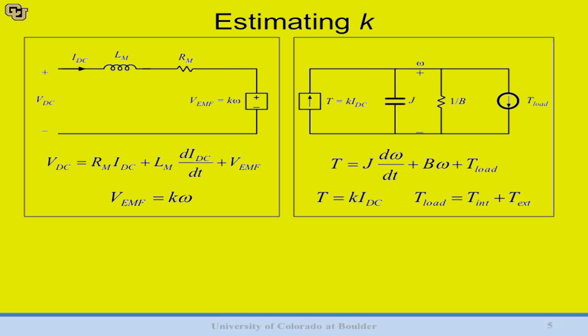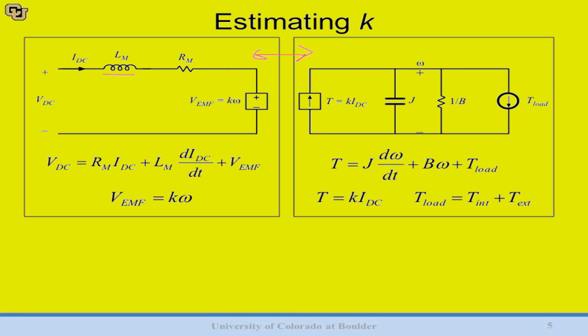The next parameter we're going to look at is K. K gives us a ratio between the angular frequency of our motor and the voltage seen on this VEMF source. So really what K does is it gives us a relation between our mechanical side model and our electrical side model. Now let's take a look at the electrical side of our model, and if we were going to estimate K, what are some of our unknowns?